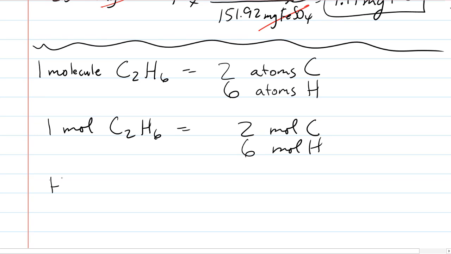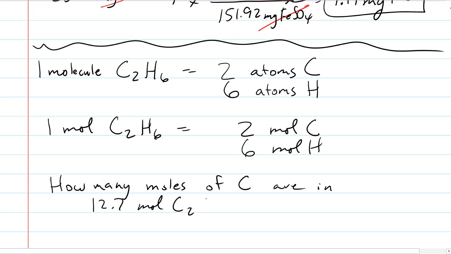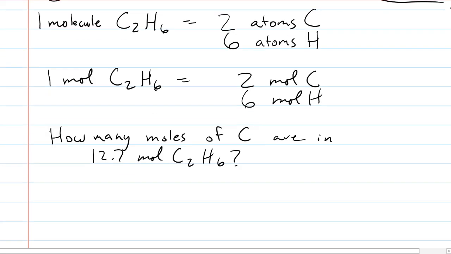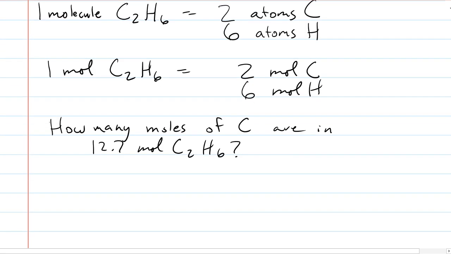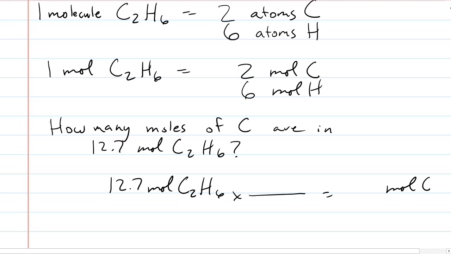So if we then said, how many moles of carbon are in, let's say we have 12.7 moles of C2H6, we could then use this as a conversion. And using it as a conversion, we would say we have 12.7 moles of C2H6, which is what we're given. We're looking for moles of carbon out here in the answer. We then need a conversion that will get our units to cancel out and give us the ones we desire.